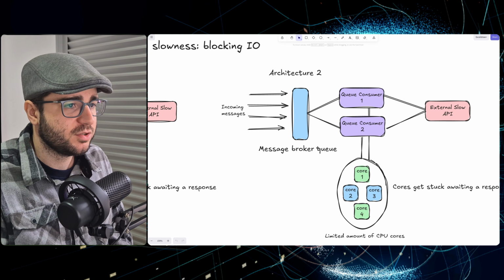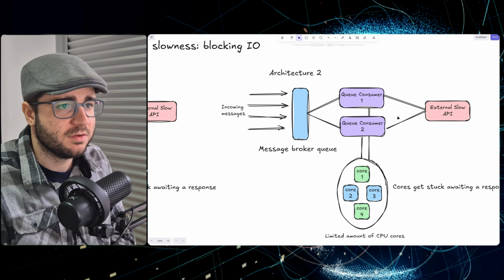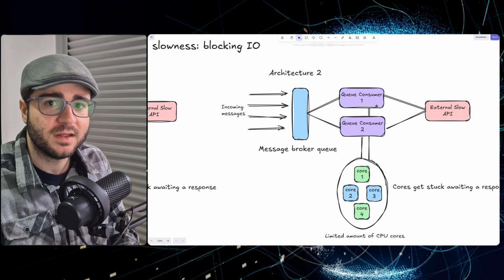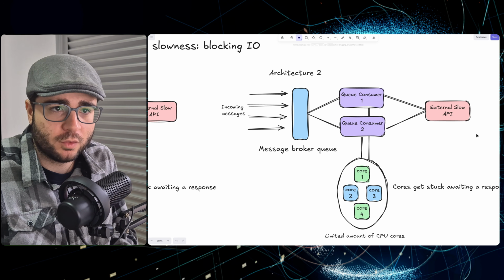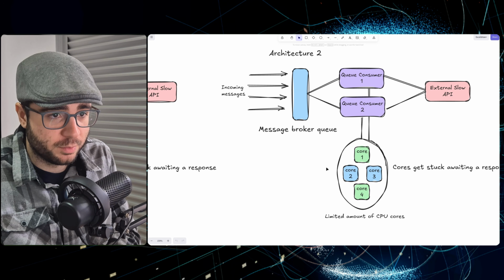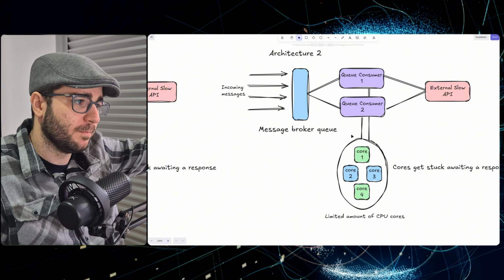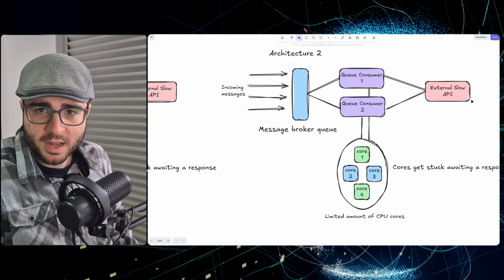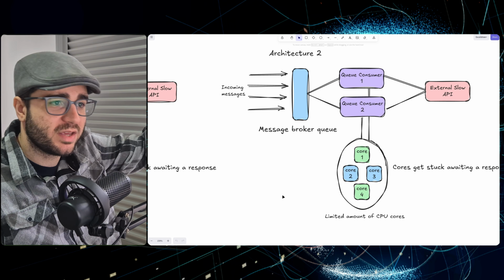So we could have a message broker queue right here, where all the incoming messages are dispatched into that queue, and we have many different consumers getting and processing the messages from that queue, and those consumers also rely on that external slow API, and we also have a limited amount of cores available for our consumers. So different parts of architecture, different types of system, but the problem is the same, because this external API, which is slow right here, when we are communicating with that, when we're doing I/O, we'll get stuck.